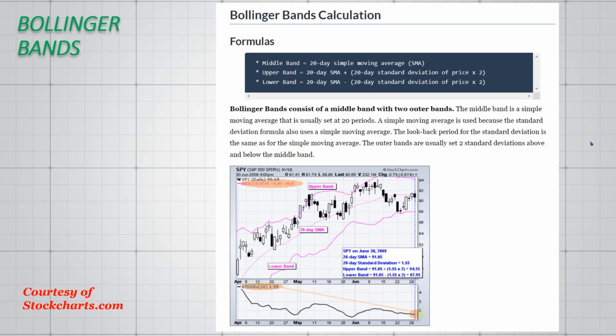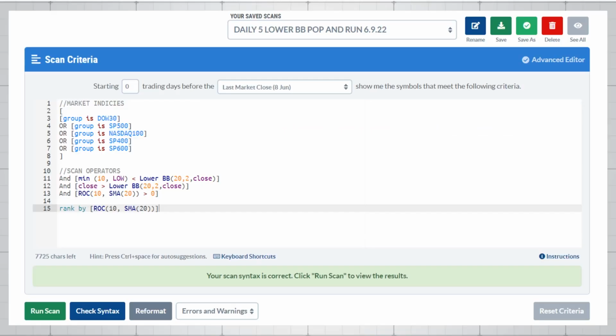So let's take a look at how we would find a lower band pop. First of all, we're going to use indices, a simplification of a development on the scan. And the language is this: the minimum 10-period low, so not close, but low value on the day, will be lower than the lower Bollinger Band based on the standard calculations of 22 and the closing price. You'll see that develop more in the StockCharts article.